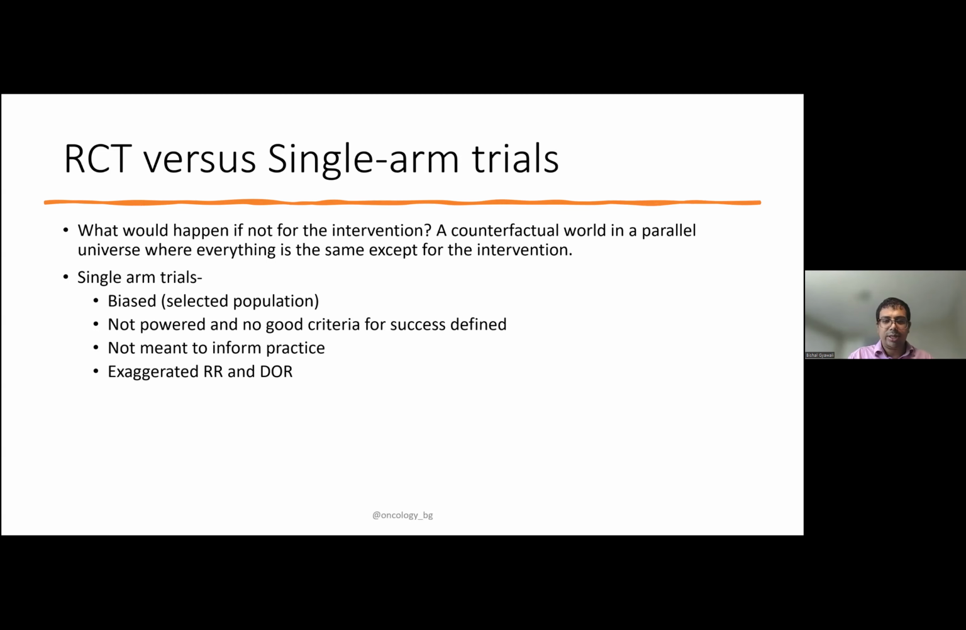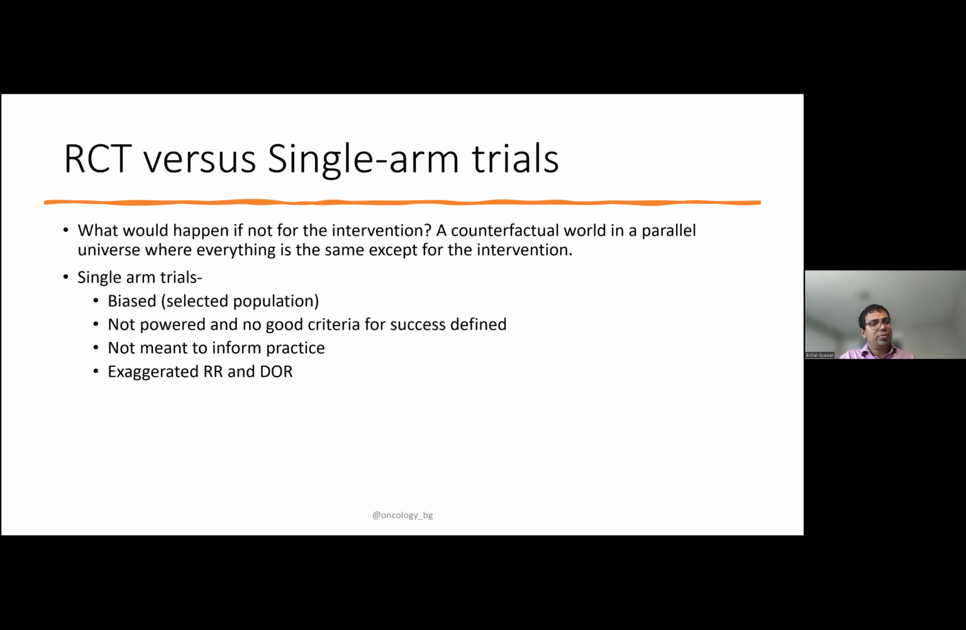So the question that needs answering is, what would happen if not for the intervention? And that question can only be answered from randomized trials. Yes, single-arm trials, real-world evidence, everything has its own merit, but that particular question can be answered only by randomized trials. What happens in a counterfactual world, in a parallel universe where everything is the same except for that intervention? The problem with single-arm trials is we don't know what happens in the counterfactual world. We don't know what happens if we don't give the treatment.